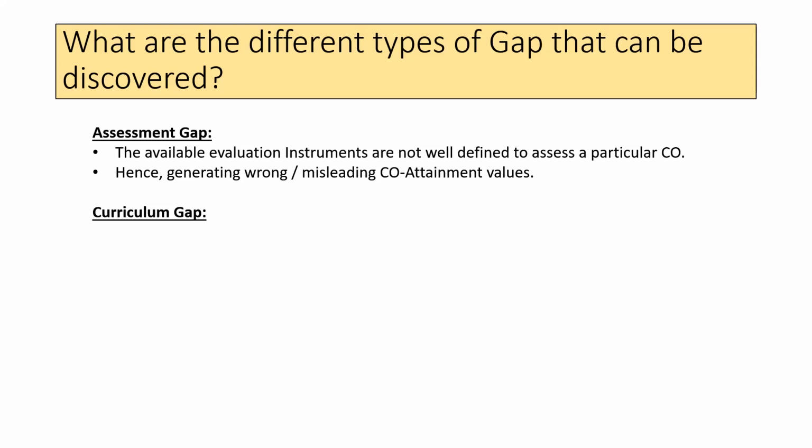Next gap which you have is curriculum gap. Curriculum gap means the existing curriculum is incapable of addressing whatever COs are mentioned. We know that for every course, the COs are written, and there is going to be a syllabus to address those COs. So if the curriculum is not well defined, such that whatever questions you give from the syllabus are not going to address a given CO, then you say it to be a curriculum gap.